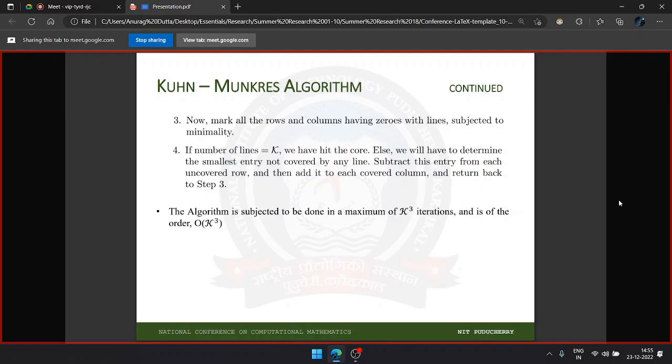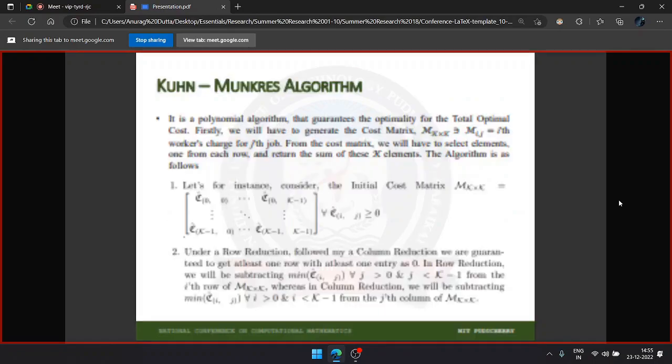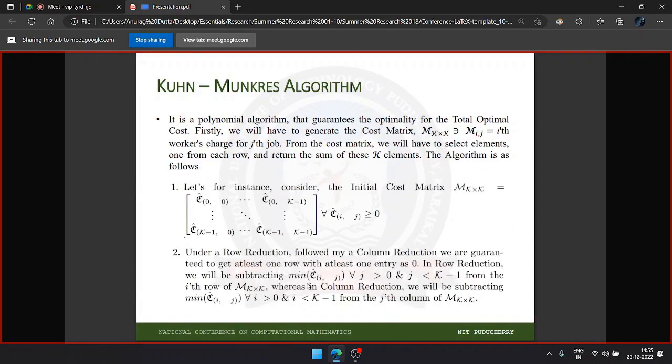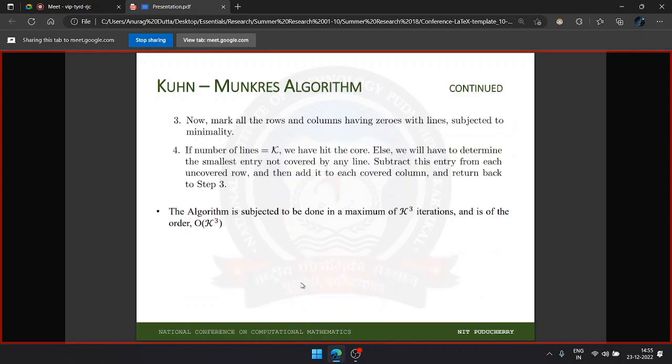Now, it could be proved intuitively, and it is quite obvious from this slide, that finding the minimal value from a particular row and from a particular column would take k cross k time, so that would be k square, followed by the condition that the number of lines is equal to k. This condition is again going to take k iterations at maximum. So multiplicatively we could combine them to get a complexity of k cube.